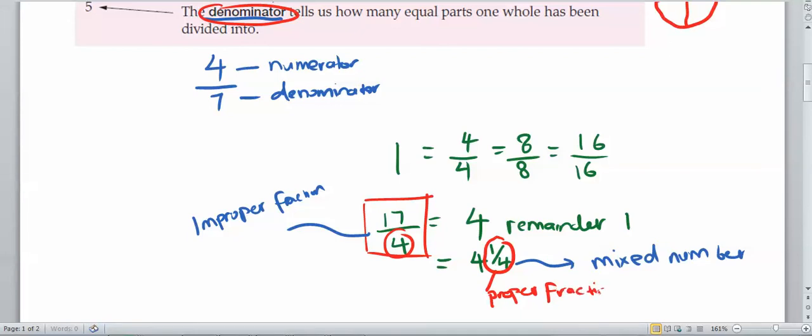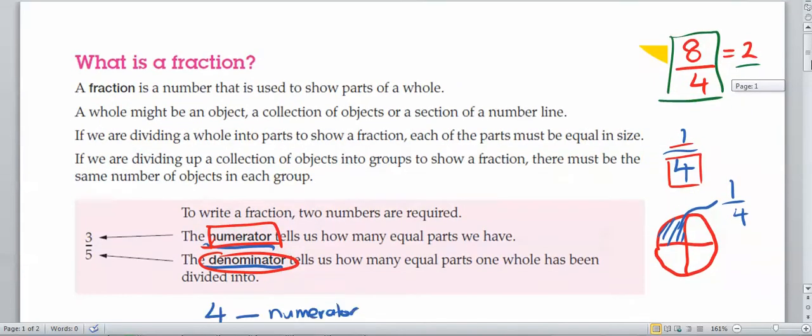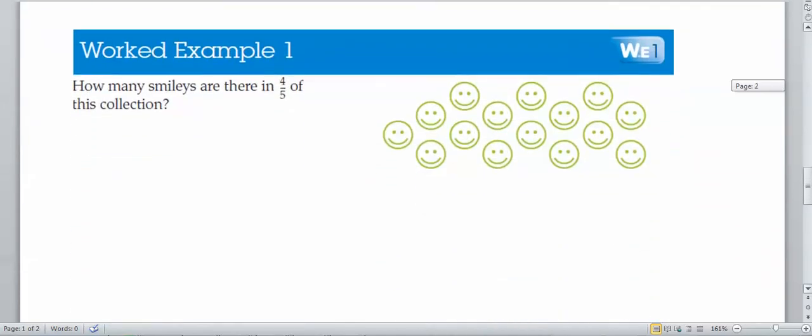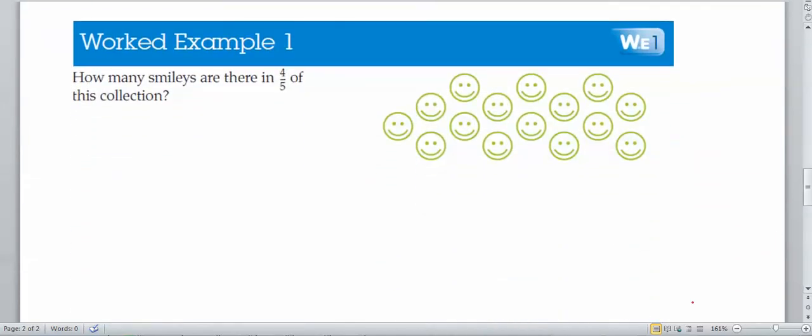Okay, so now that we've covered some of the terminology behind fractions, let's have a look at an example of how we can use fractions. We're going to do this example here. How many smileys are there in 4/5 of this collection? Well, first of all, you have to count how many there are in a whole. So in this case, we need to count the smiley faces.